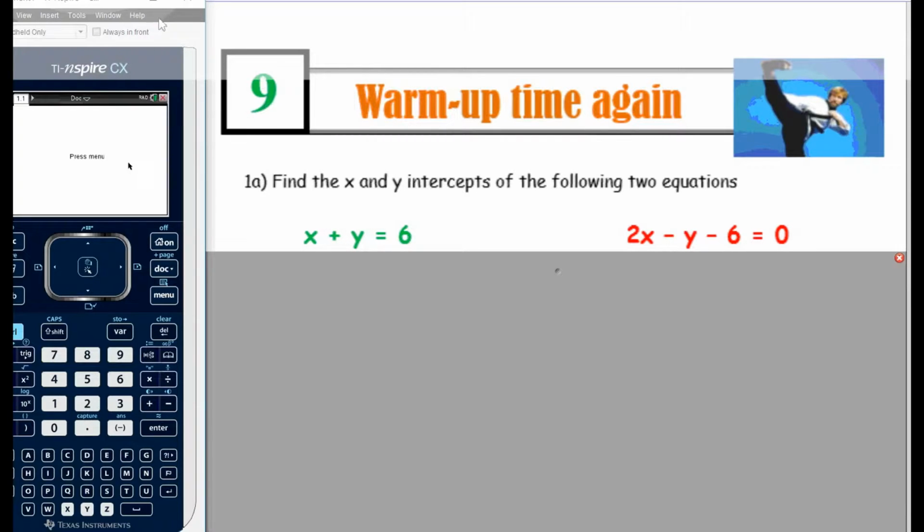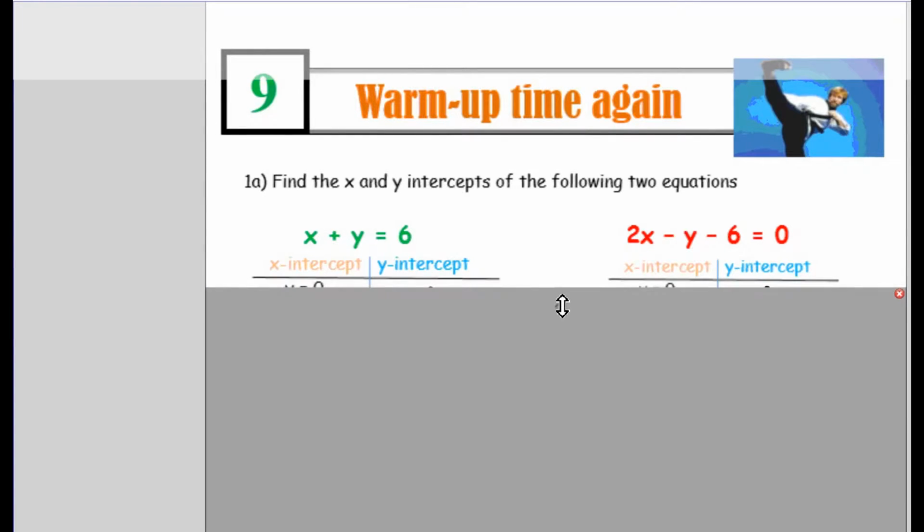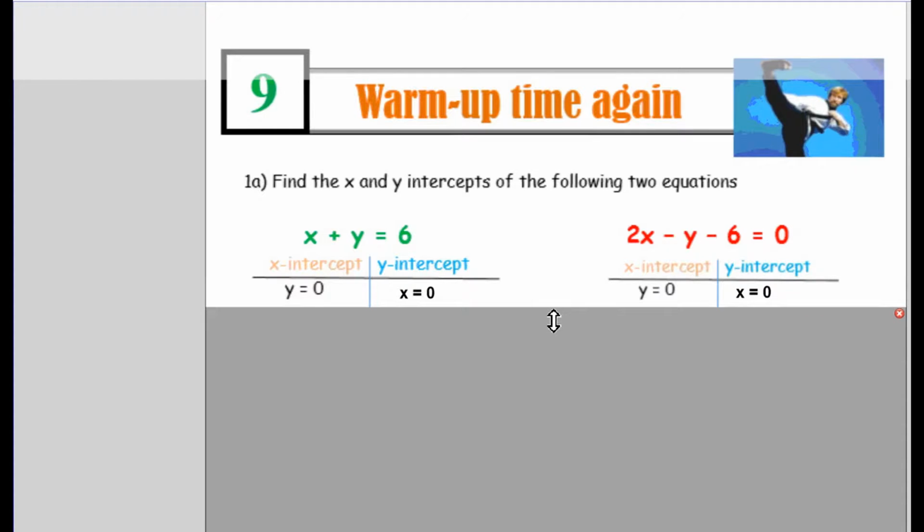So you can start to set up the table. So x-intercept, y-intercept, x-intercept, y-intercept. Remember the x-intercept, what's the value of y? It's always equal to 0. At the y-intercept, what's the value of x? It's always equal to 0. Same for this other one. And then you just substitute y equals 0 into the equation and solve for x. Same with this, we substitute x equals 0 into that equation to solve for y.